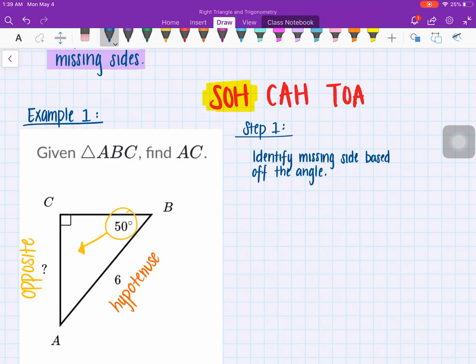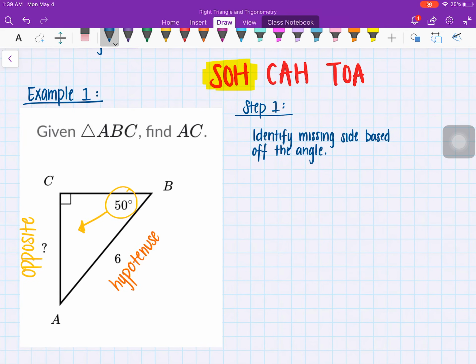So I want to start off with sine. I'm going to open parentheses, and inside the parentheses, I'm going to put the angle. So this is a 50-degree angle, close my parentheses, and it's going to be equal to my opposite over hypotenuse. Now, the opposite side is what's missing, so I'm going to place an X there because that's what we're trying to solve. And on the bottom, I'm going to put the measurement of my hypotenuse. In this case, it would be 6. So our goal in this case would be to solve for x.